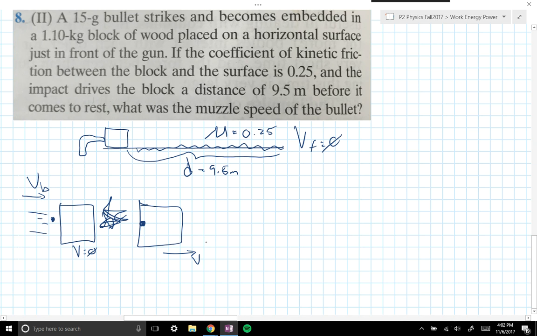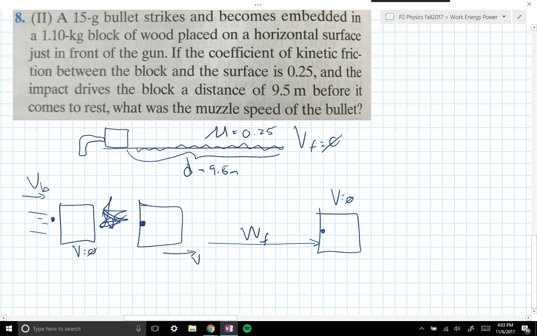And it's going to slide, force of friction, or maybe think of this more like work done by friction. I like that idea better. Work done by friction until they come to rest with no velocity.